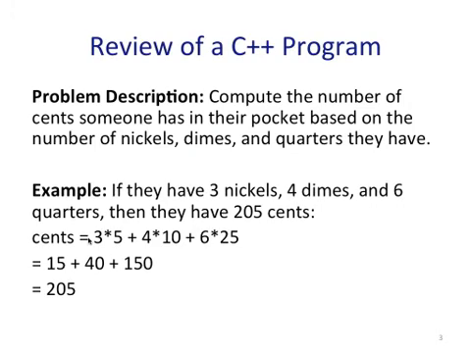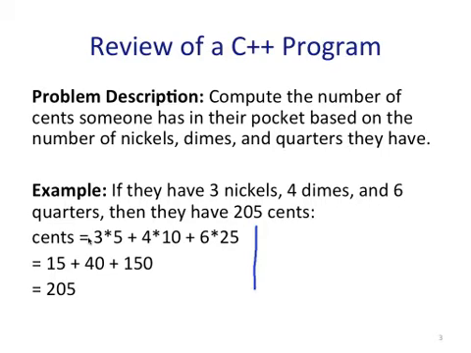So I just want to quickly review what a C++ program looks like. We're going to have as our problem description that we want to compute the amount of change we have in our pocket, and that's going to be based on the number of nickels, dimes, and quarters we have. As an example, if I have 3 nickels, 4 dimes, and 6 quarters in my pocket, I would have 205 cents. If you do the math, you would multiply the 3 nickels by 5 cents, the 4 dimes by 10 cents, the 6 quarters by 25 cents, and you would get the arithmetic you see there, and hopefully you too will arrive at 205 cents.